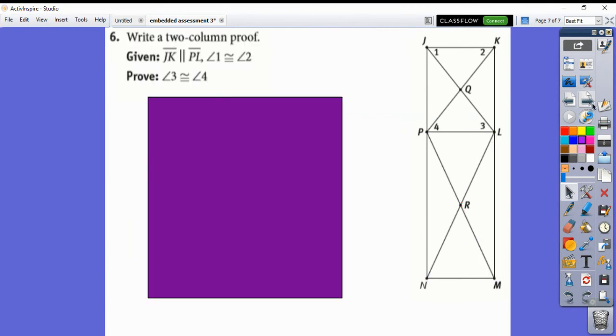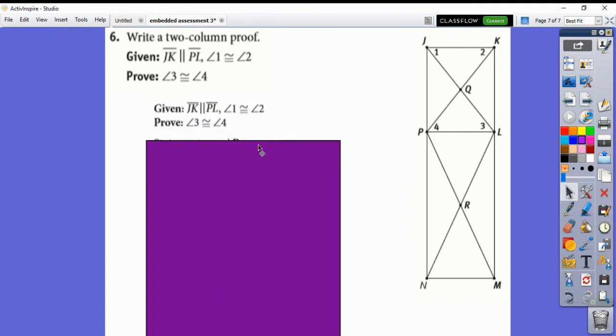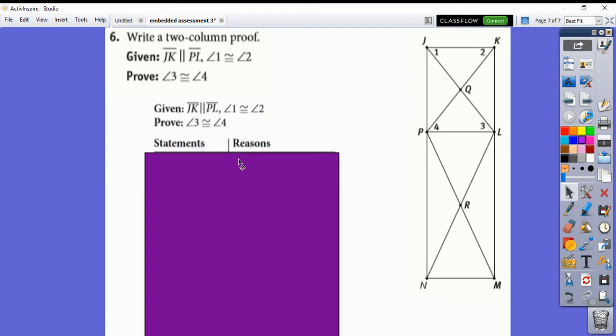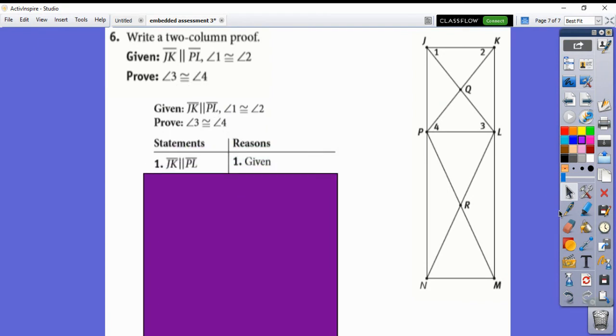All right, last one. Number 6, write a 2-column proof. So we've got given information here. We're going to go ahead and mark that given information as we put it into the proof. The given information is that segment JK is parallel to segment PL, and also that angle 1 is congruent to angle 2. So we know that we're going to try to get this information to prove that angle 3 is congruent to angle 4. Well, we always want to put in our given information and then mark it in the picture. So segment JK is parallel to segment PL.